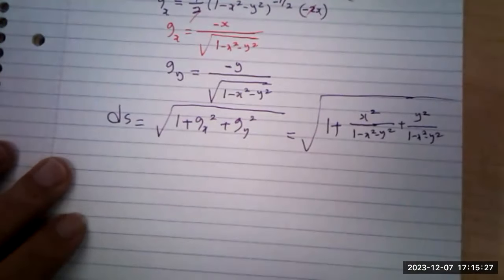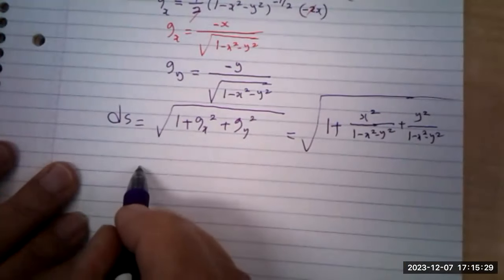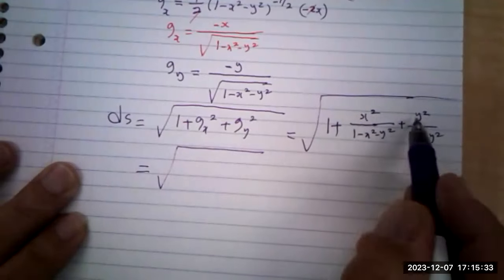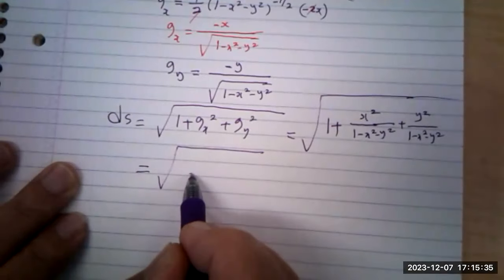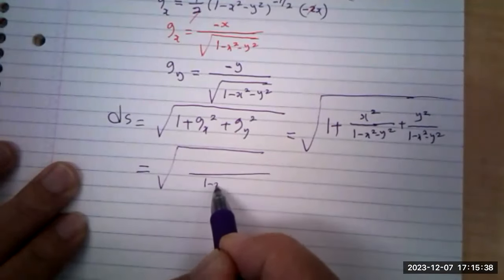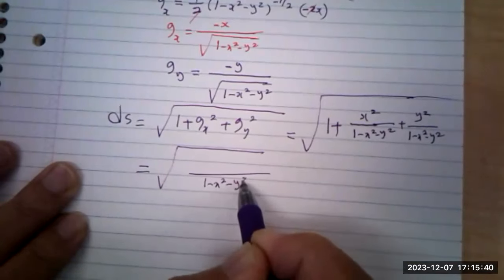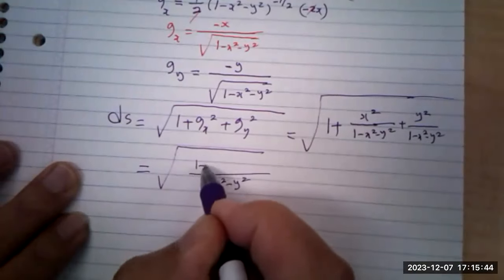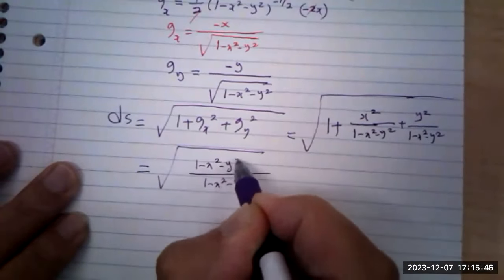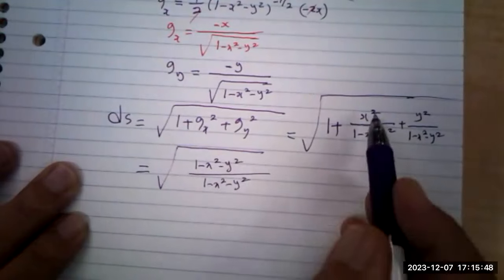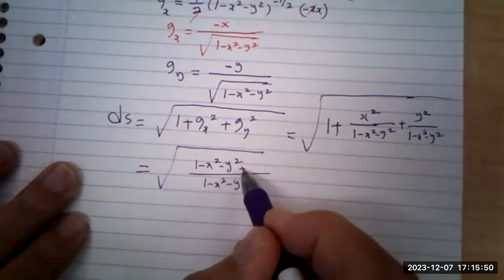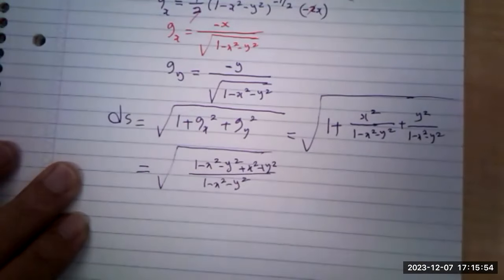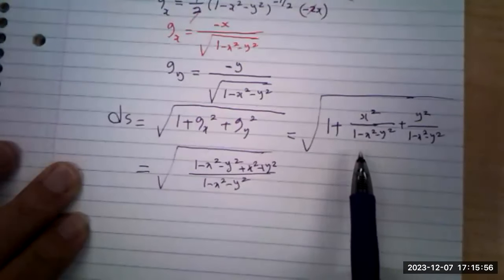Put them together. What's going to be the result? The common denominator would be 1 minus x squared minus y squared. Multiply by 1, that gives you 1 minus x squared minus y squared, plus x squared plus y squared. Okay.